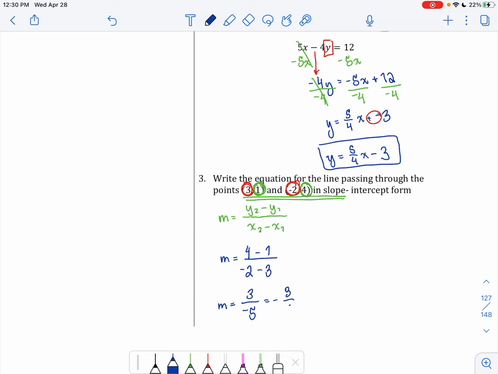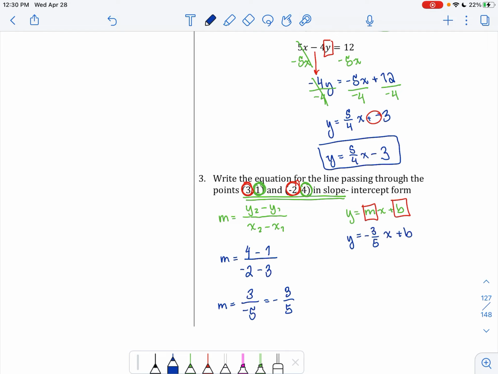Now this tells us our slope. Remember, we want it in slope-intercept form, so y equals mx plus b. And the x and the y stay, so we just need to replace our slope and our intercept so that we have an answer that looks something like this, right? We just leave the x and y as is. We want to replace m and b with numbers. So we already know that m is negative 3/5, but we don't know what b is. So our next goal is to solve for b.